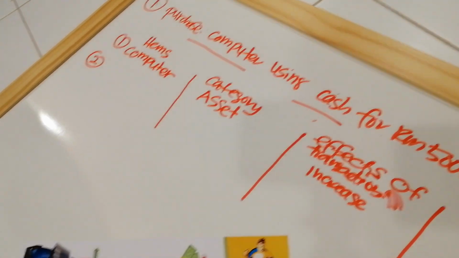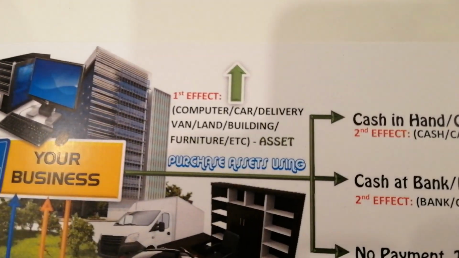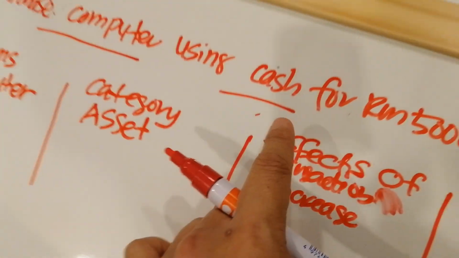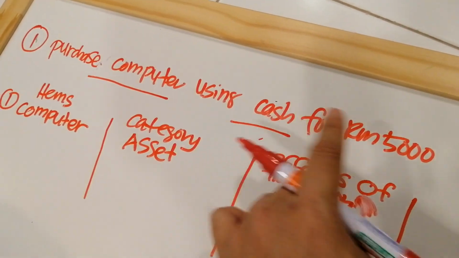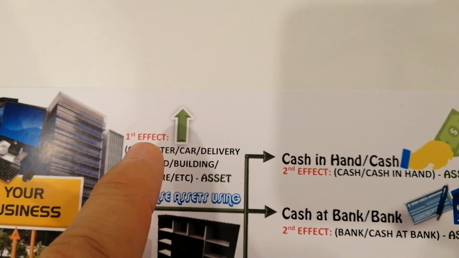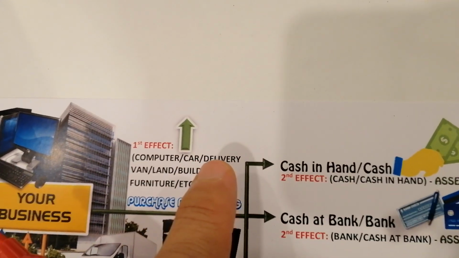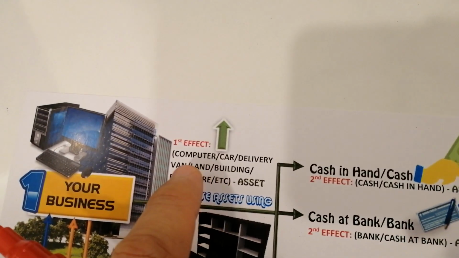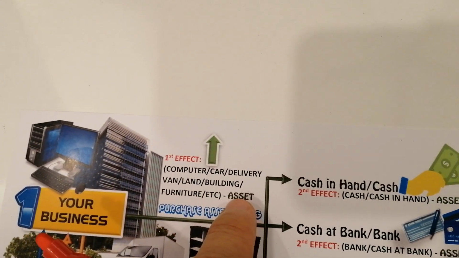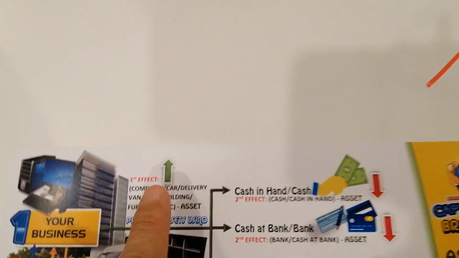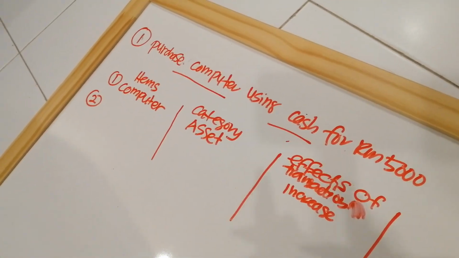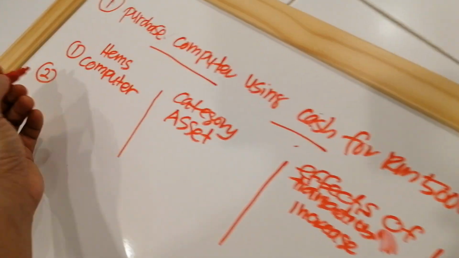So if you are not satisfied, you can check from here. Can you see? When your business purchase asset using cash in hand, this is the situation lah. Purchase computer using cash for 5,000. First effect dia is car, delivery van ke, computer ke. So this case, computer. So computer, category, asset. Nampak simbol ni? Increase. Dalam final jangan letak simbol. You need to put words increase. Okay, second item. What is the second item? Cash. So you put here cash.